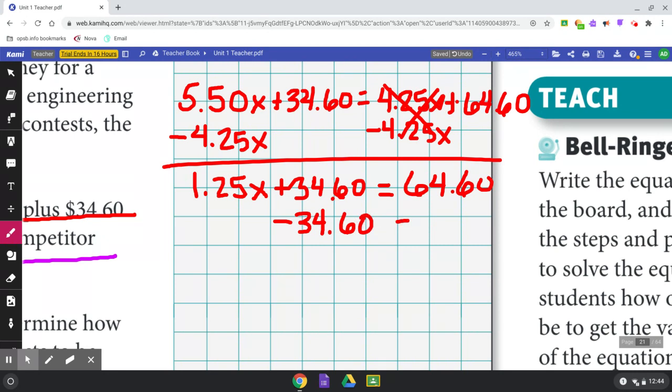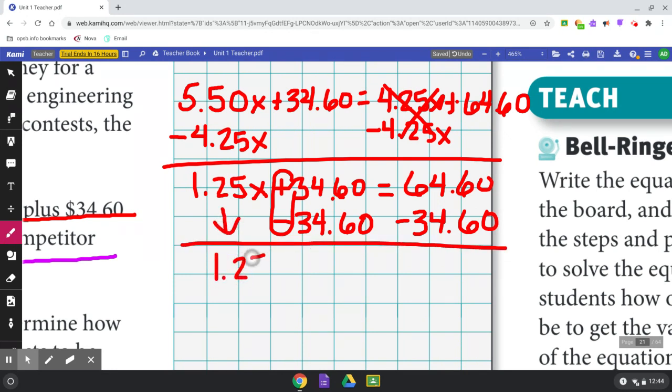Now I want to move the 3460 to the right side by subtracting. I'm doing the inverse operation. Positive, negative right there. Minus 3460. Let me redo that so you can see it a little bit better. I'm not picking up my pen good enough, I suppose. Minus 3460. That looks better. Now I'm going to bring down my $1.25 x. Those cancel. Equals 6460 minus 3460. Leaves me with 30.